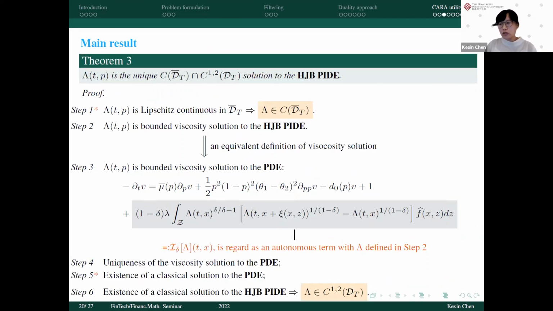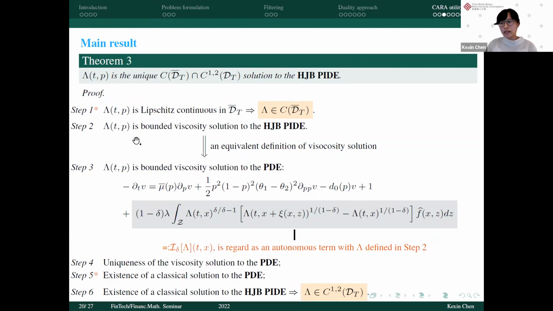So now we come to the main result of this section. Here, Theorem 3, we demonstrate that it is the unique classical solution to the HJB-PIDE, and the proof of it is outlined in the following 6 steps, and those that require a special treatment are marked by a star. So in the first step, we first show that this function is Lipschitz continuous in its domain, and so we first prove the first half of this claim.